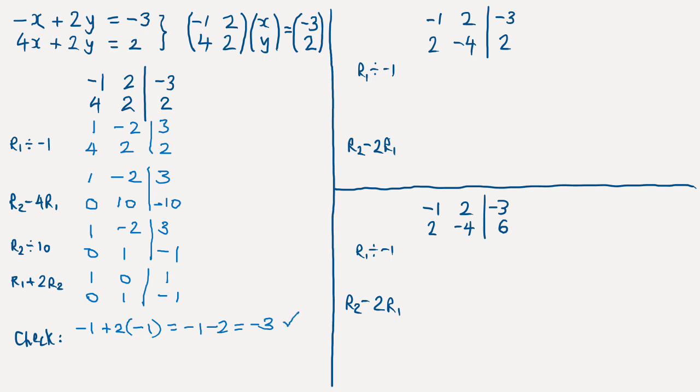So that's correct. And then the other equation, 4x, so 4 times 1 plus 2y, so that's 4 minus 2, so that's 2, and that's what it's supposed to be as well. So it looks like we've got the correct answer. So that's one possibility, is a unique solution to this system.